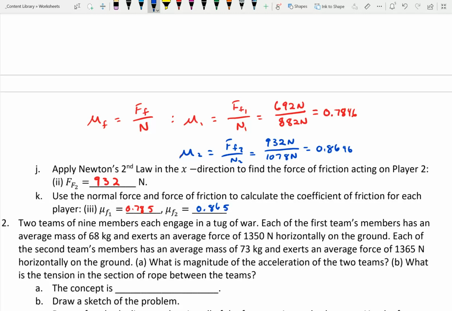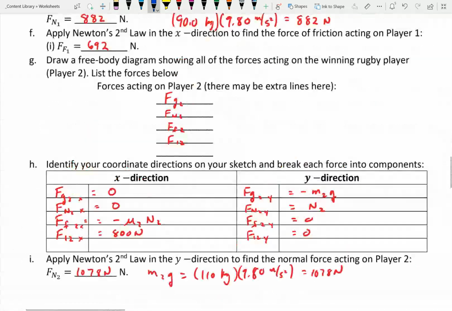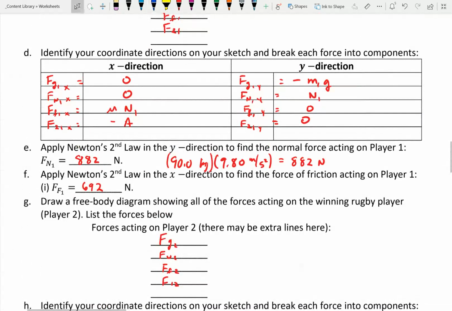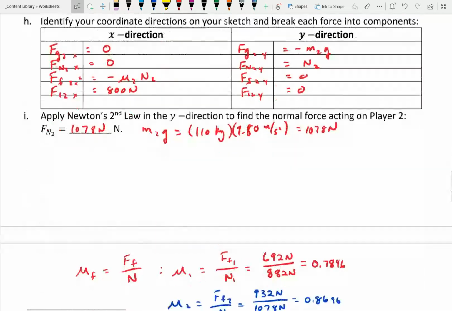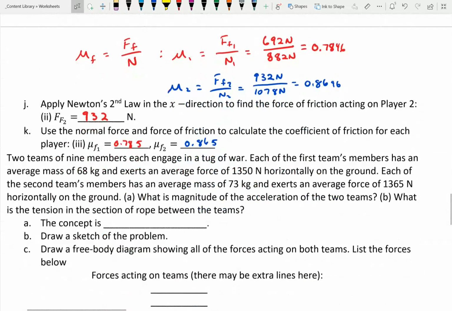So there we have the coefficient of friction for each one, and we've made some calculations about forces of friction and whatnot. So that's problem 1. Moving right on to problem 2.